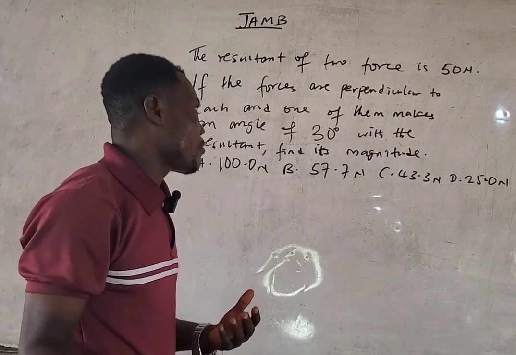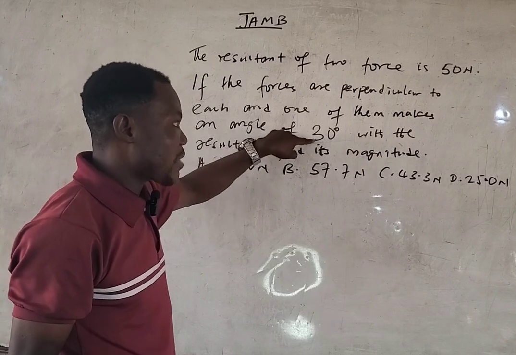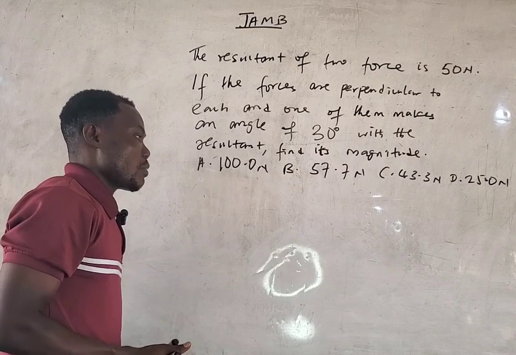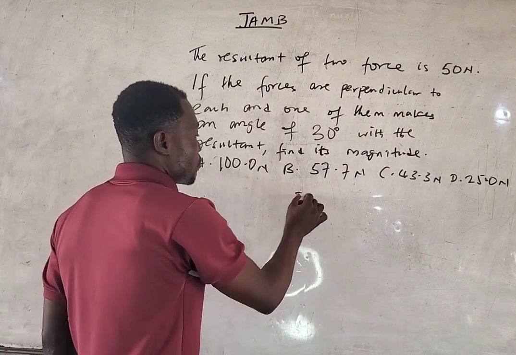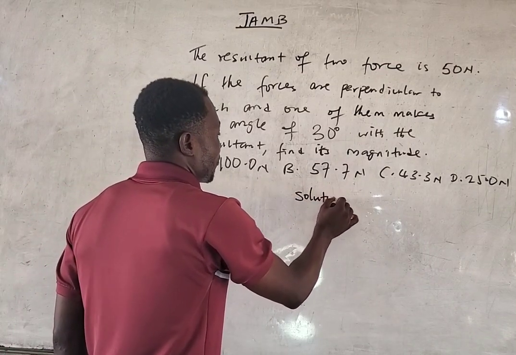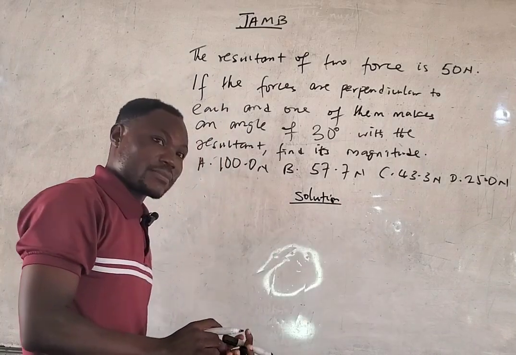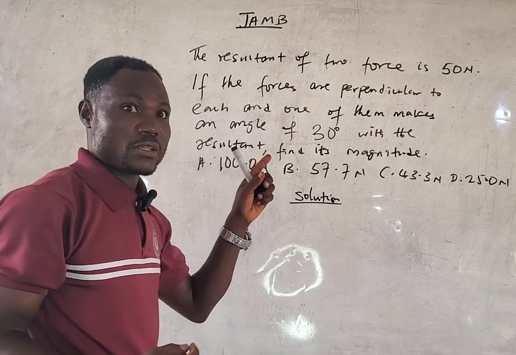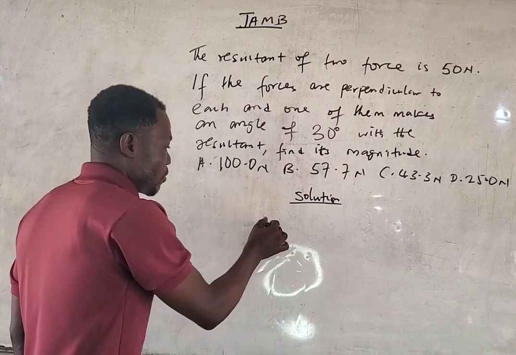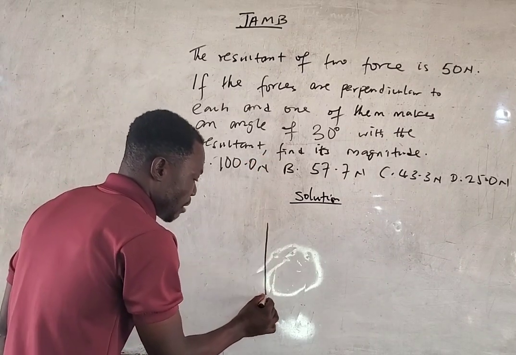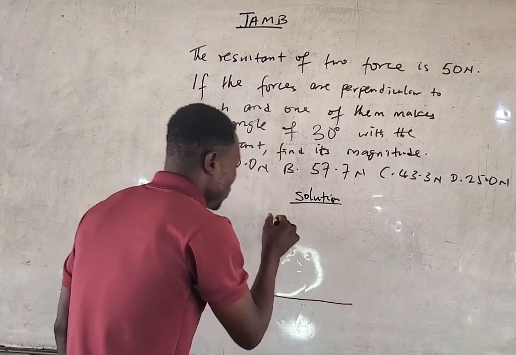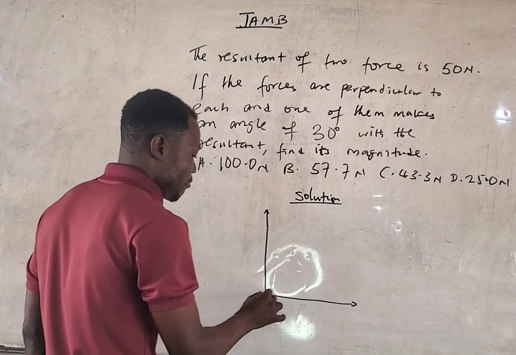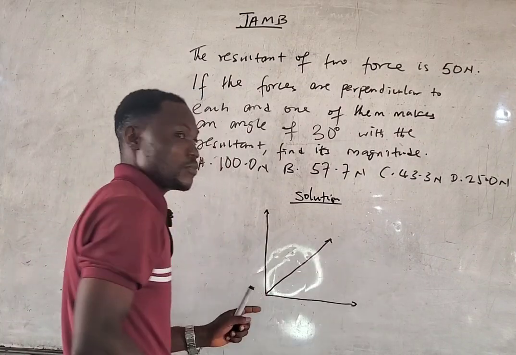So to get the magnitude of the force that makes an angle of 30 degrees with the resultant, for us to solve this, we have to know that each of those forces is a component of the resultant. So a resultant vector can be broken down into vertical component and horizontal component. Let's say we have a force here. This is the resultant force.